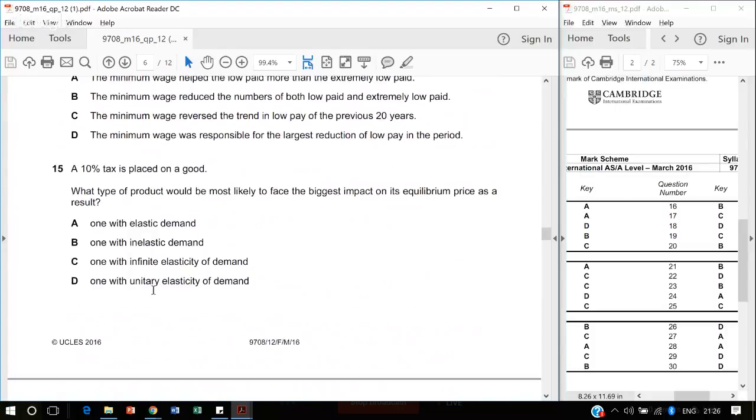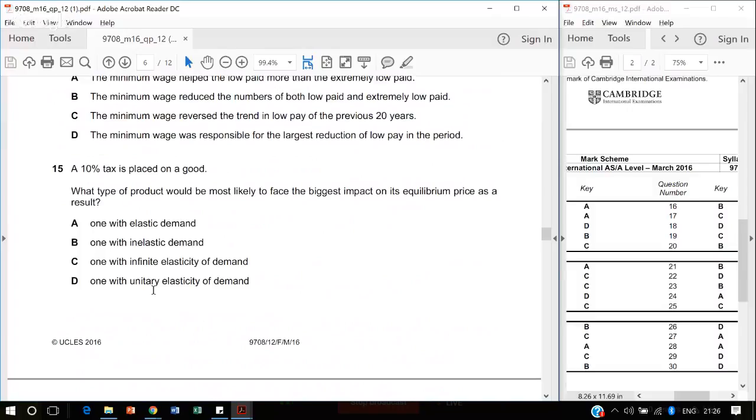A 10% tax is placed on a good. What type of product would be most likely to face the biggest impact on its equilibrium price as a result? Okay, so 10% tax is placed on the good. This is a value-added tax. We're seeing these diverging supply curves now. So one with elastic demand, producers are going to be desperate to not pass that on to consumers because it's going to mean massive falls in the quantity demanded. One with inelastic demand, well, consumers are willing to pay higher prices anyway. They're not too affected. So that seems the most likely impact.